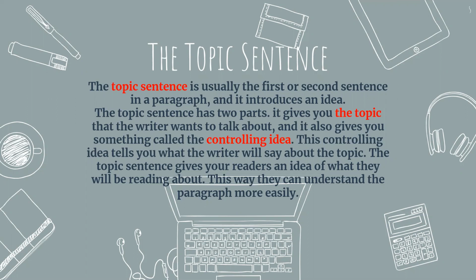Okay. The topic sentence itself has two parts. It gives you the topic that the writer wants to talk about, and it also gives you something called the controlling idea. Okay, so the topic sentence has the topic itself and something called the controlling idea. This controlling idea tells you what the writer will say about the topic. The topic sentence gives your readers an idea of what they will be reading about. Okay, this way they can understand the paragraph more easily.